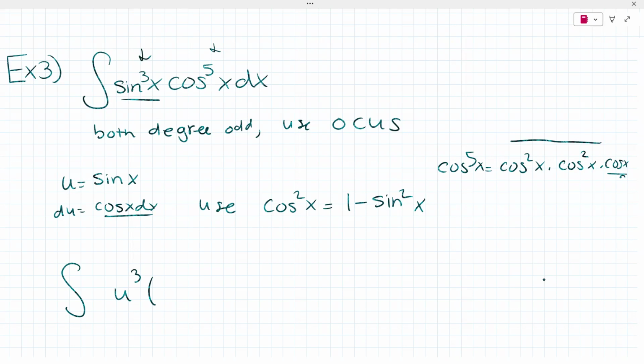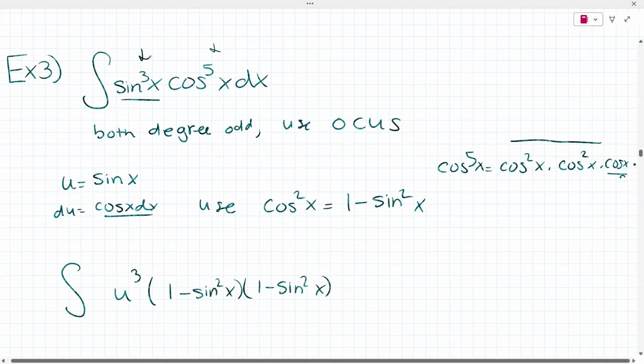So we know that cosine squared of x is 1 minus sine squared of x. So it's going to be 1 minus sine squared of x times 1 minus sine squared of x. And then we have this extra cosine of x, right? We have this extra cosine of x and dx. This dx hasn't gone away. We're going to replace that with du.